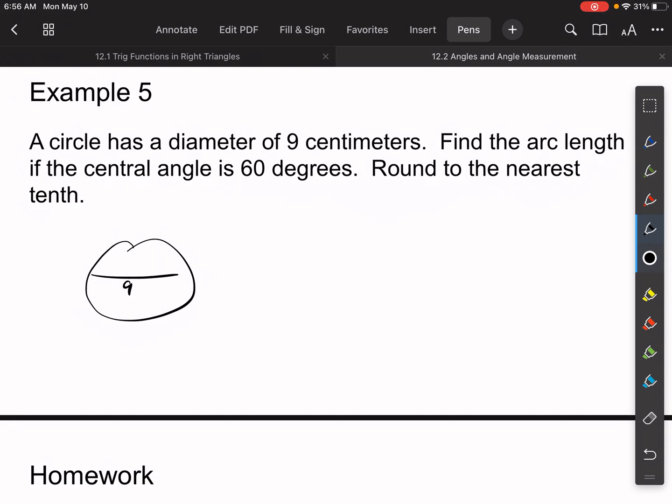So if we're looking at just 60 degrees of this, let's figure out what the full length would be and then multiply it out. The circumference is equal to pi times d, so in this case that would be 9 pi. Then we're going to take that 9 pi in our calculator and multiply that by 60 over 360. When you do that, you should come out with approximately 4.7 centimeters for your length.